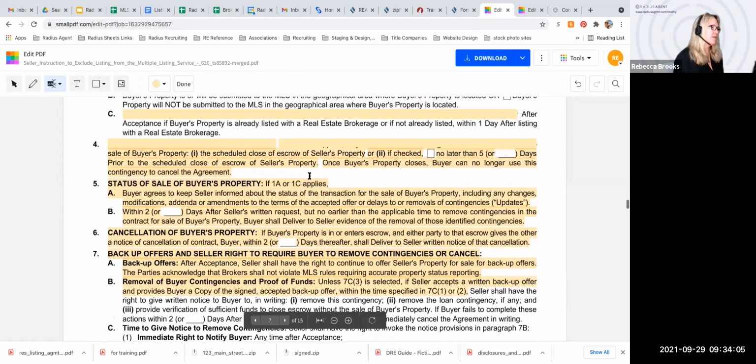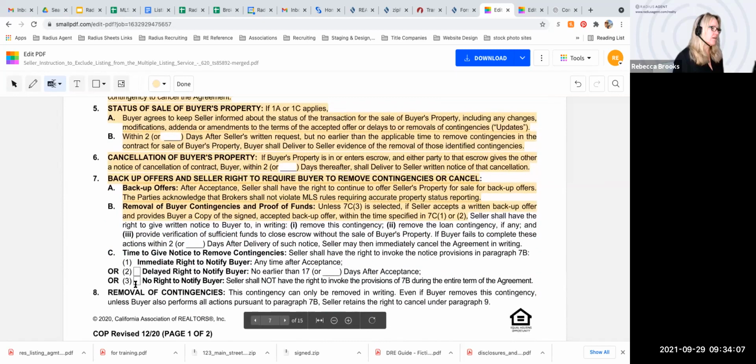going back up here, 7C, I'm sorry, down here, 1 or 2, that's what they're referring to. Seller shall have the right to give buyer a written notice to perform, to remove this contingency.